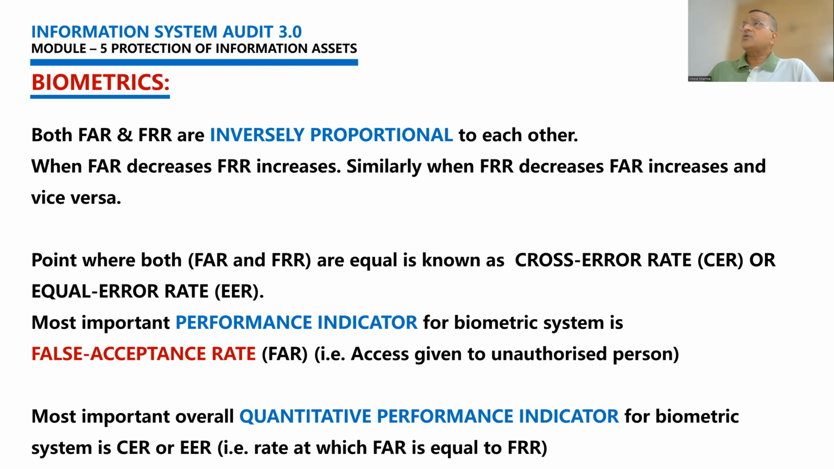So at this point of time, the one point which I wanted you to remember is that both FAR and FRR are inversely proportional, which means that if FAR is increasing, then FRR should decrease, and if FRR is decreasing, FAR should increase. A point where FAR is exactly equal to FRR is known as cross error rate or CER.